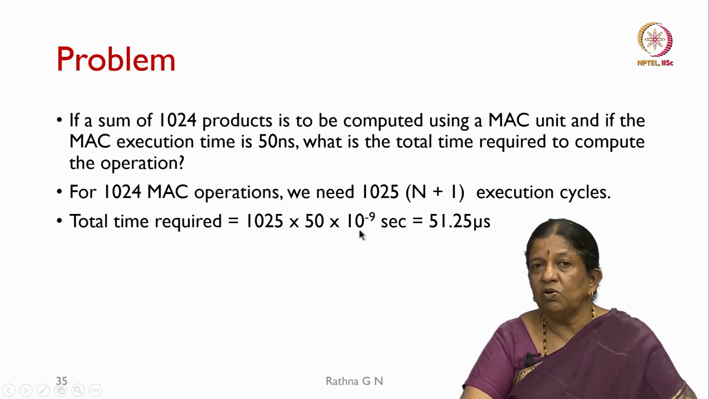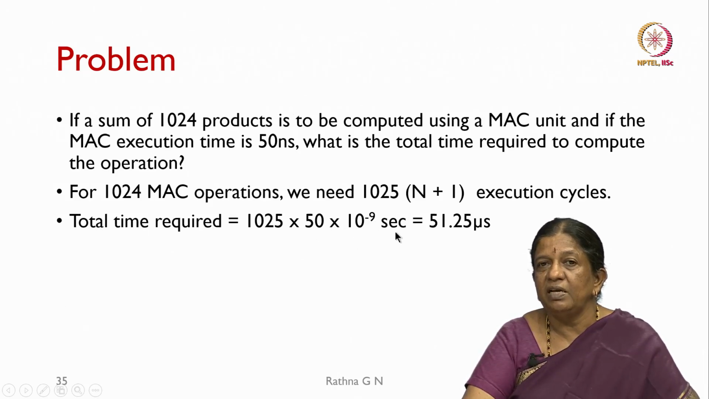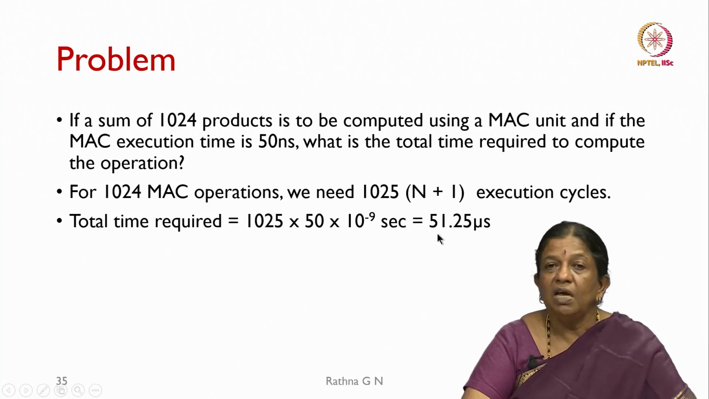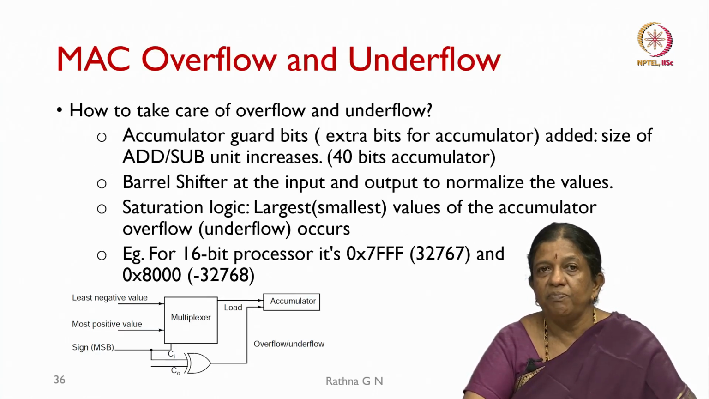1 nanosecond is equal to 10 power minus 9 second. So, which comes to about 51.25 microseconds, which is required to do this computation. So, you can see it is very small; it depends on the clock speed of your processor.